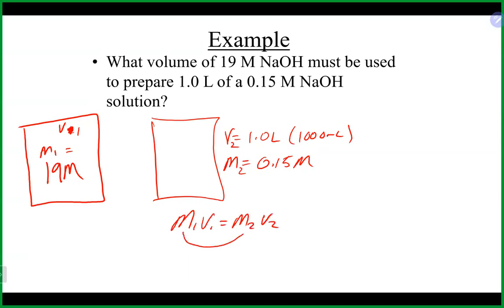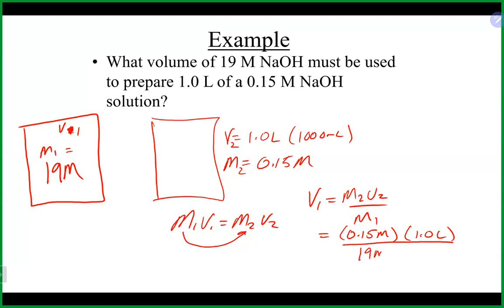Again, going to send our M1 to the other side. Going to give us V1 equals M2 V2 divided by M1. Again, in this case, unit-wise, we can leave it in milliliters, or you can leave it in liters. And in this case, we will leave it in liters. So we'll take 0.15 molar. We will have 1 liter. We're going to divide it by our 19 molar. So here the units of molarity will cancel, and that's going to get us something in the ballpark here of 0.0079 liters, or that's roughly 7.9 milliliters.